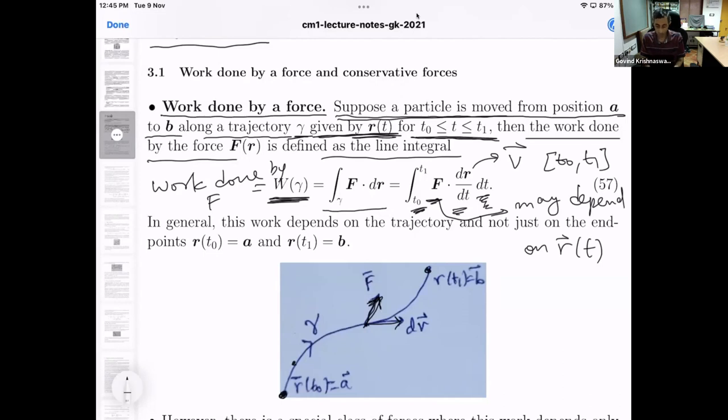Now, according to the definition and the picture, in general, the work that the force F does depends on the trajectory. We have to perform this integral. It depends on the trajectory and not just on the endpoints, namely r of t0 equal to A and r of t1 equal to B. So in general, the work depends on the path traversed by the particle, its trajectory.